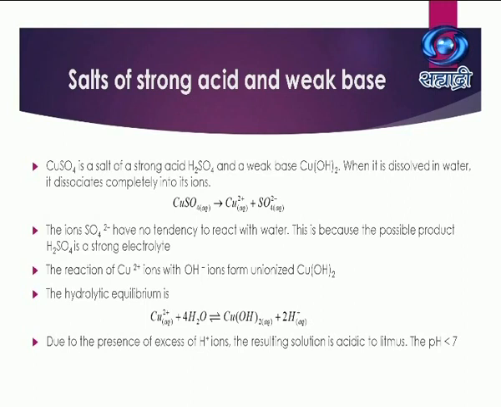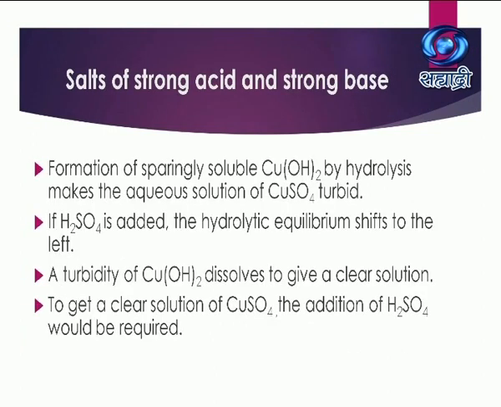So if I dip blue litmus paper, what happens? Blue litmus paper turns red, showing acidic nature. pH is less than 7. So it is very simple to remember that in the formation of the salt, the one which is strong gives the nature. So here the acid is strong, so the salt solution is acidic.